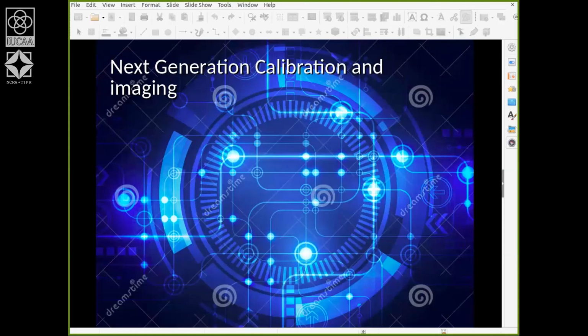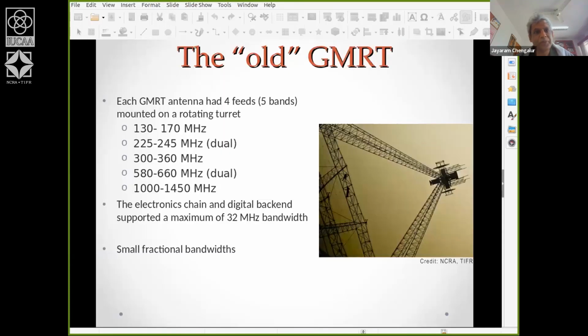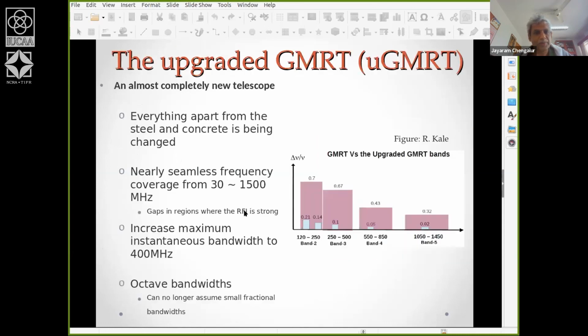Yeah, and to finally end up with the question that was asked, is aperture synthesis all done and dusted? It's far from true. I want to take an example by talking about the evolution of the GMRT. When the GMRT was originally constructed, it had these 4 feeds on this turret, and each one of them covered the frequency range that I've shown you over there. But more importantly, it supported a maximum bandwidth of about 32 megahertz, which is a small bandwidth. So at that time, the fractional bandwidths were small.